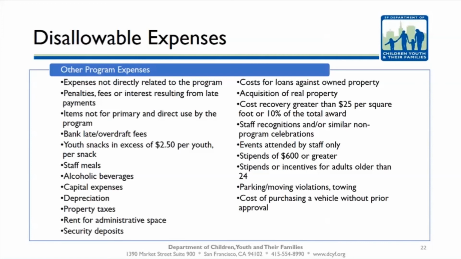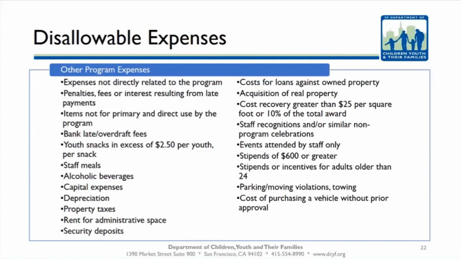That's the costs associated with programs that are operating in an agency's owned space. While you can certainly use cost recovery, there are some limits to it. In that case, $25 per square foot or 10% of the total grant are the limits on cost recovery. And again, your program specialist can help walk you through the parameters of cost recovery. Be sure to ask them about that.